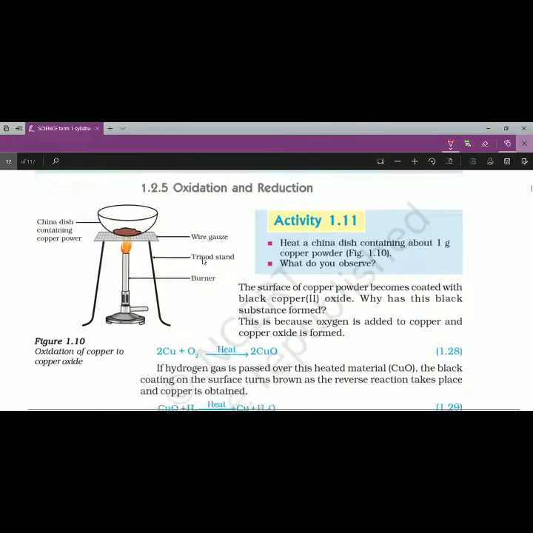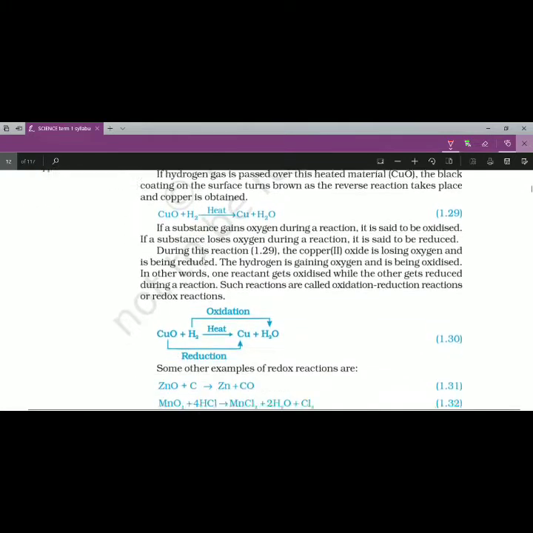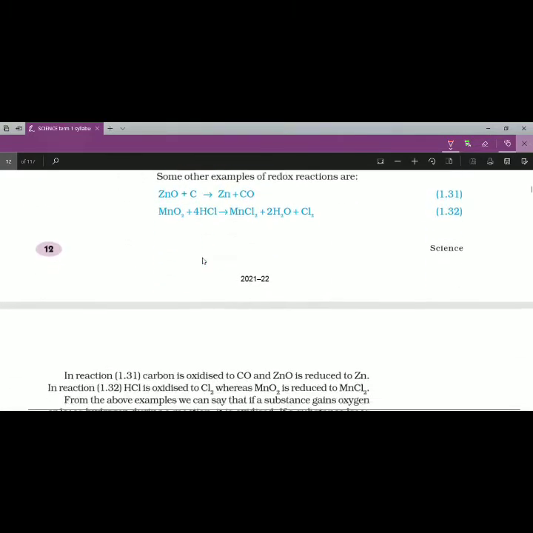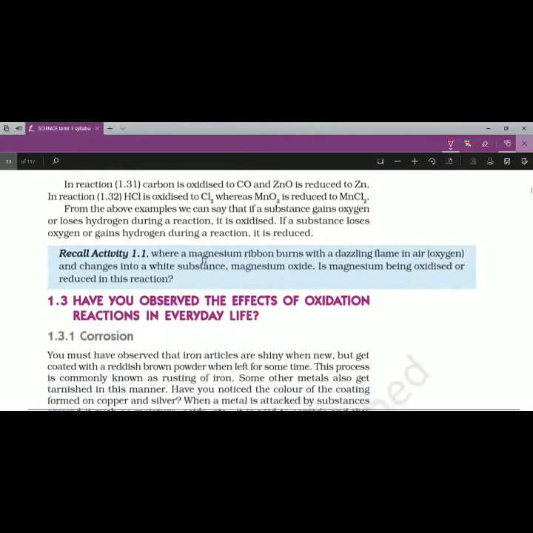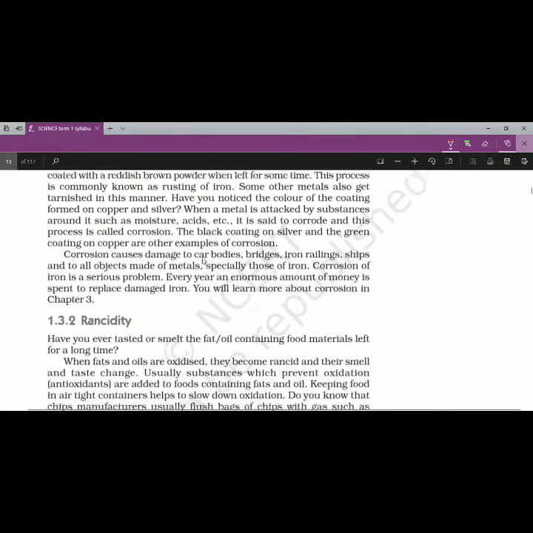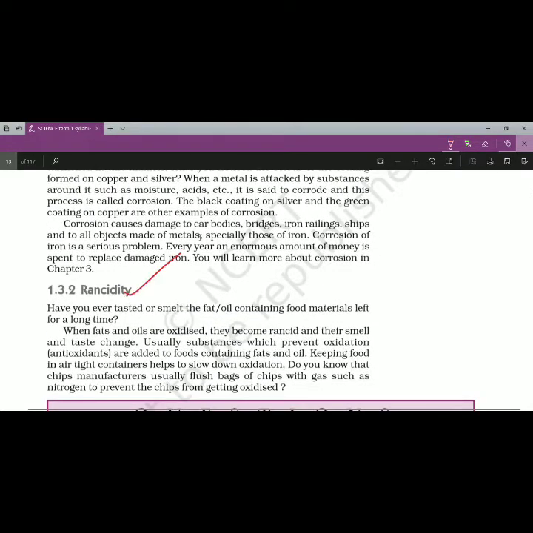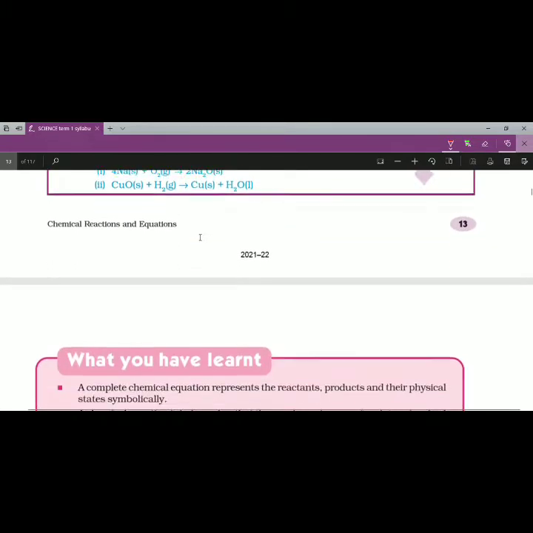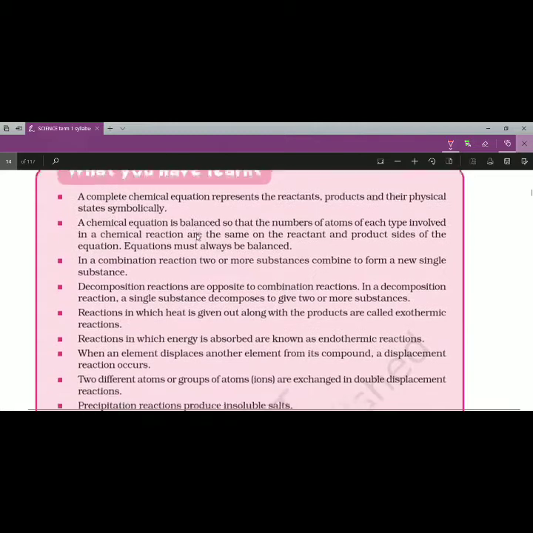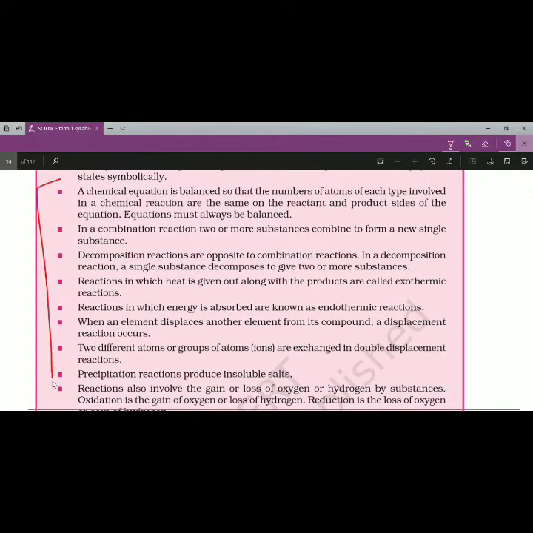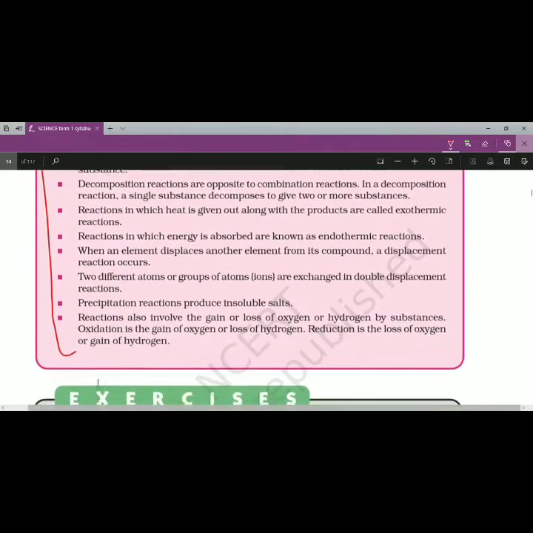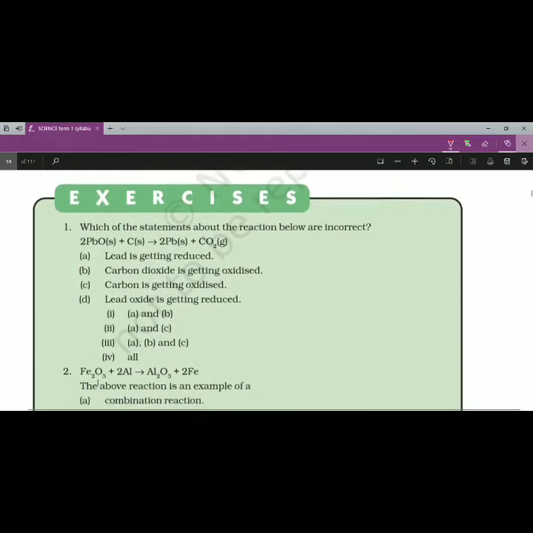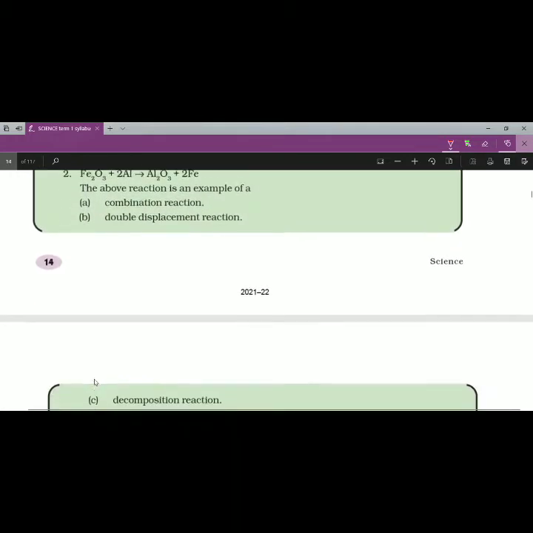Then oxidation and reduction. The questions on the basis of oxidation and reduction, finding the oxidizing agent and the reducing agent, are very important. Then corrosion, then rancidity, all the topics are very important. You have to do all. Then you have the question answers. Blue question answers you have to do. Then this summary, all points are important. You have to read all the points. Then exercise questions, all of them you have to prepare.